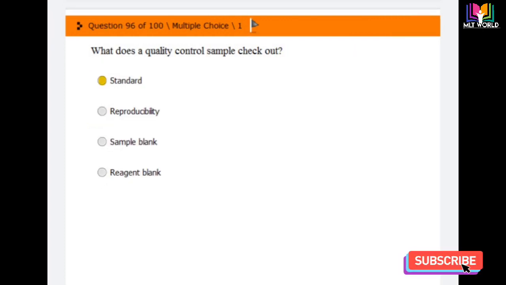Question number 96. What does a quality control sample check? Options are standard, next option is reproducibility, third option is sample blank, and fourth option is reagent blank. The correct answer is standard. In a quality control sample check, what we check is the standard.